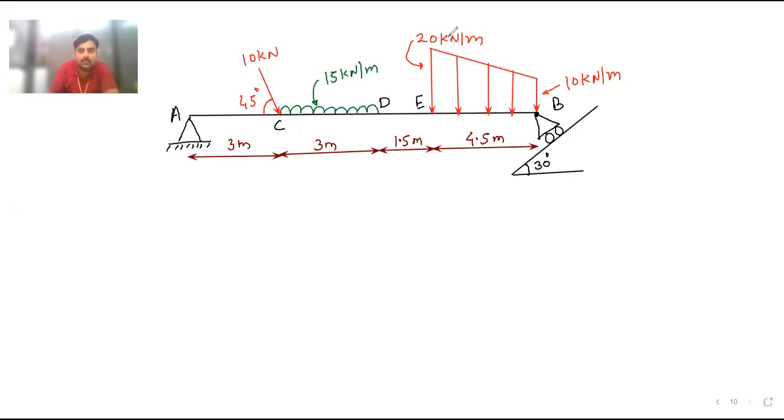Have you resolved this RB? Have you shown the reactions here at this point A? There are two reactions, that is, this reaction is VA, vertical reaction, and then horizontal reaction HA at this point A. At here RB, there is only one reaction, it is like this. This is the RB. You can call these HA, VA, and RB. So HA, VA and RB you had to calculate.